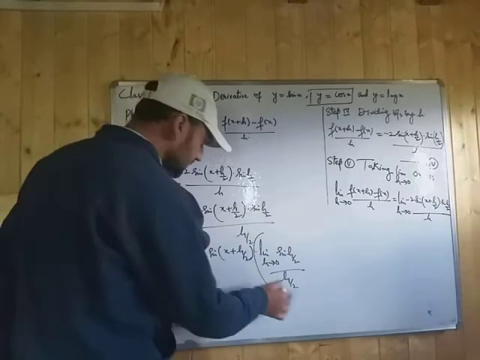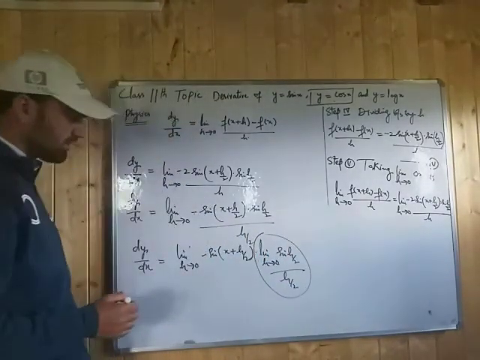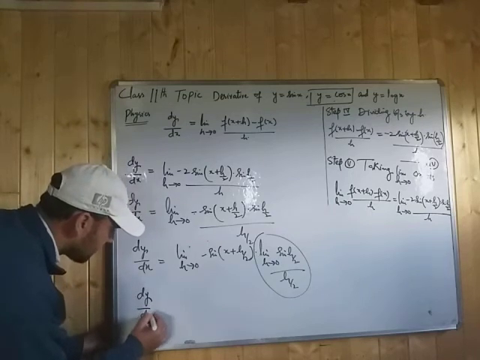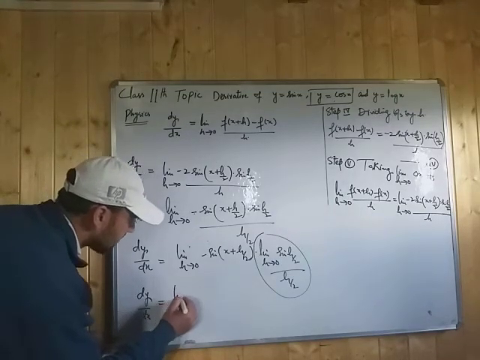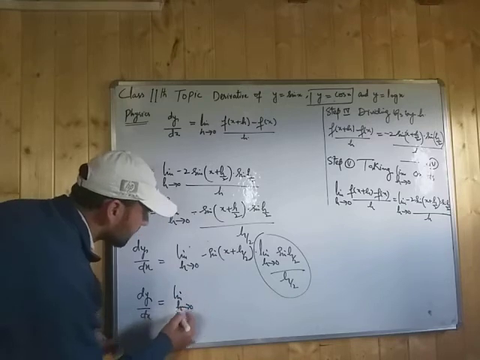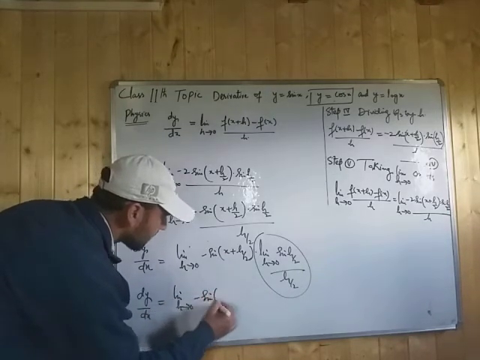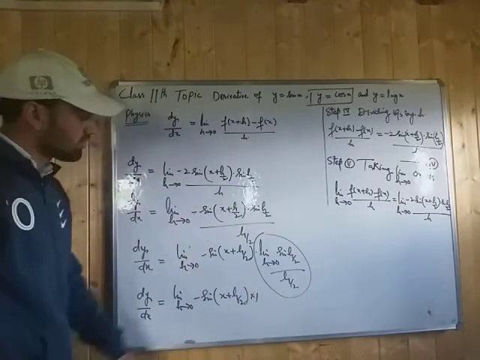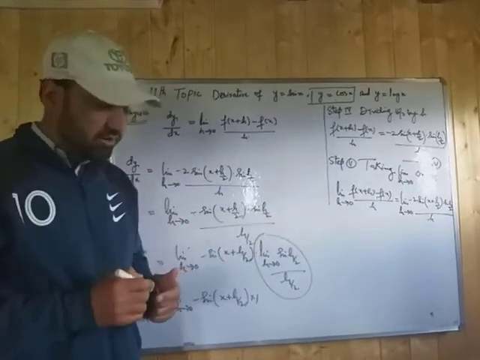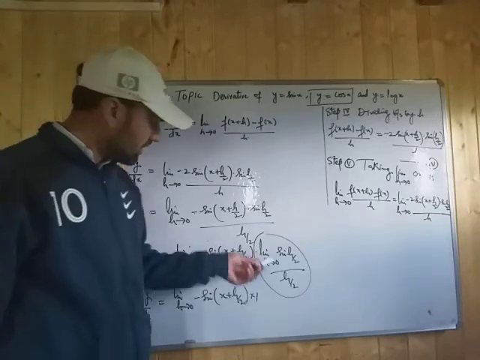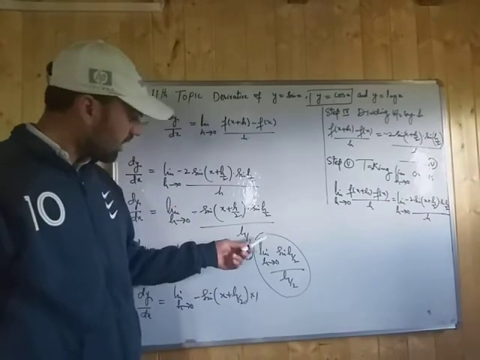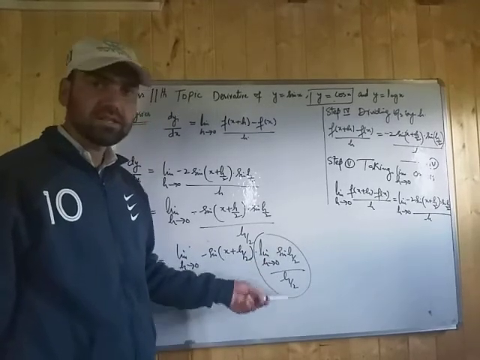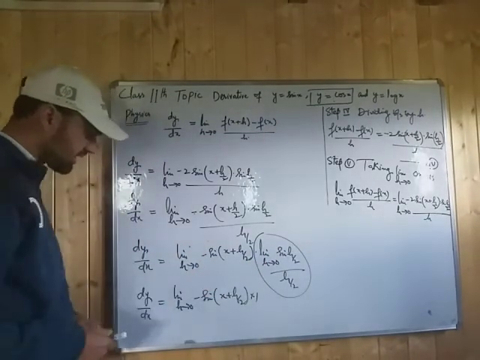So we know this identity, that is equal to 1. So we can write dy/dx is equal to limit h tending to 0 of minus sine of (x+h)/2 into 1. In trigonometry we have some identities, and one of them is limit h tending to 0 of sine of theta divided by theta, that is equal to 1.